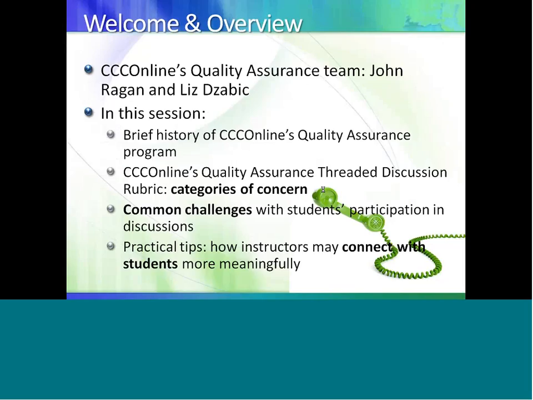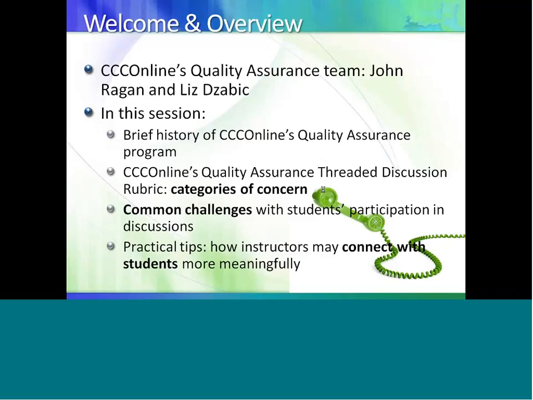Okay, so just an overview of what we're going to discuss today. Again, my name is Liz Zavik, and I'm the Quality Assurance Coordinator here at CCC Online, and with me is John Reagan, the Quality Assurance Auditor here with us. He's also one of our program chairs in the Social Sciences Department, so he's a wonderful person to have. He can a lot of times answer those questions you might have from a chair perspective as well. So together we make the QA team at CCC Online.